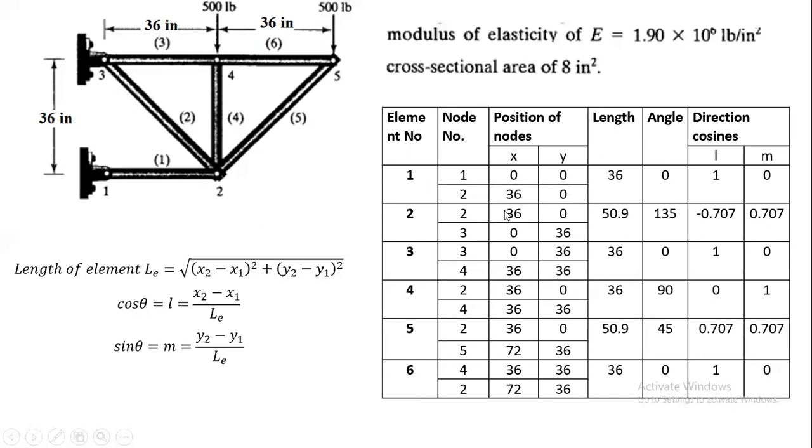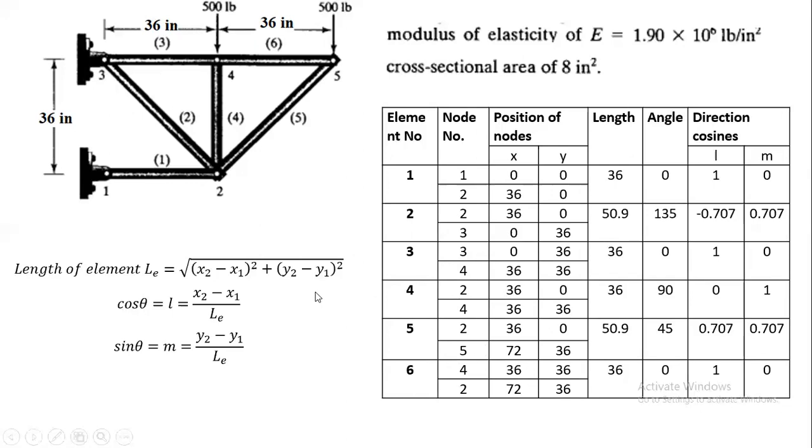Coordinates of first element: node number 2 is 36 0. And coordinates of node number 3, which is the end node of element number 2, are 0 36. Same thing for element number 3, and likewise for elements number 4, 5 and 6.